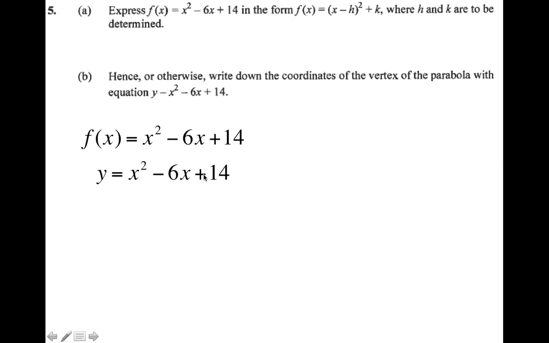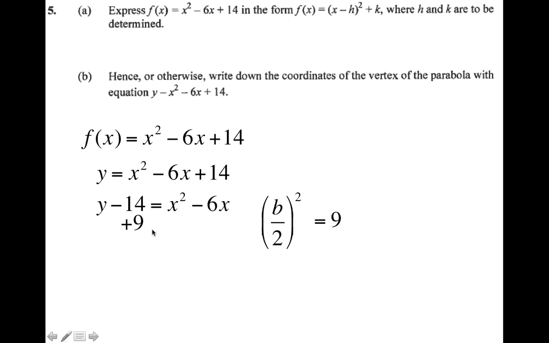Now to complete the square, I'm going to move this 14 to this side, negative 14, just so I have this side all by itself and I can do the completing the square there. Alright, so now to complete the square, you remember it's b over 2 squared. So you take this b value, divide by 2, and then square it. So negative 6 divided by 2 is negative 3. Square that, you get 9. So that value is 9.